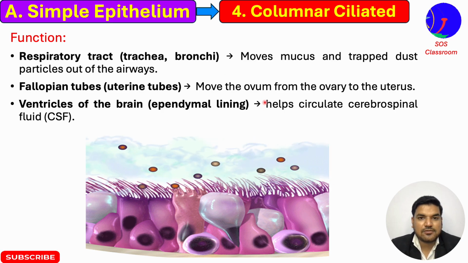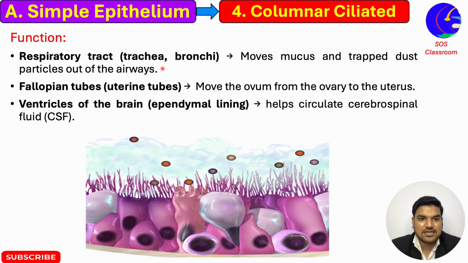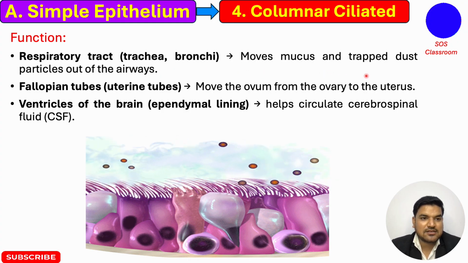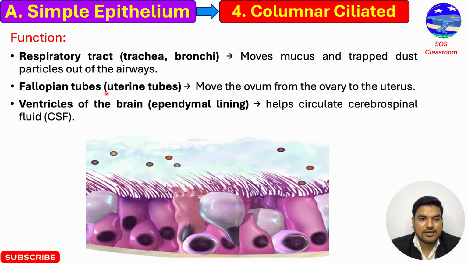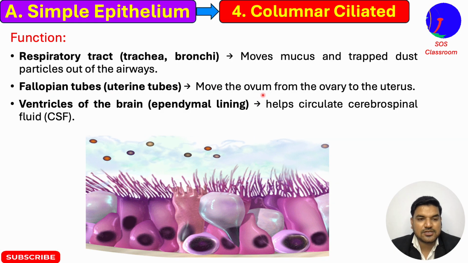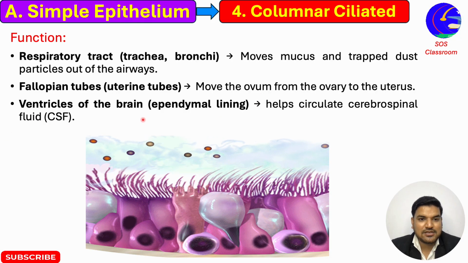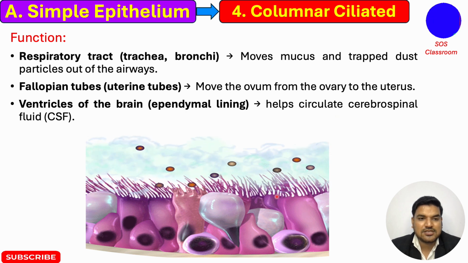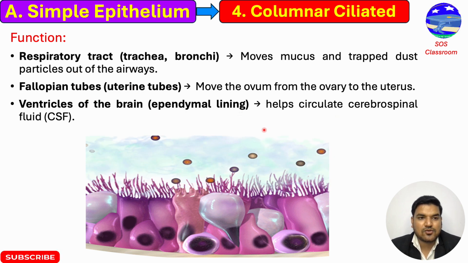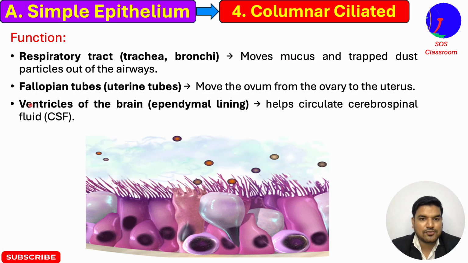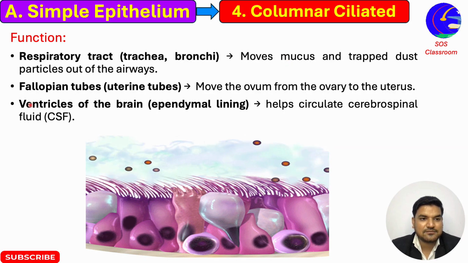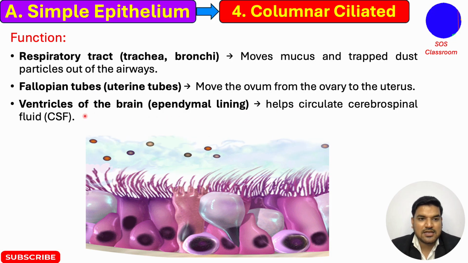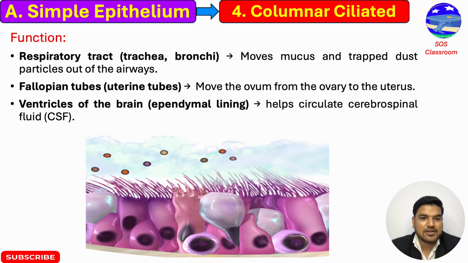You can see the functions of the columnar ciliated epithelium. First, in the respiratory tract, like the trachea and bronchi, the cilia move the mucus and trapped dust particles out of the airway. In the fallopian tube, they move the ovum from the ovary to the uterus. And in the ventricles of the brain, the ependymal lining helps circulate the cerebrospinal fluid. So these are the three main functions: in the respiratory tract, movement of mucus and dust particles toward the airway; in the fallopian tube, movement of the ovum toward the uterus; and in the ventricles, movement of the cerebrospinal fluid.